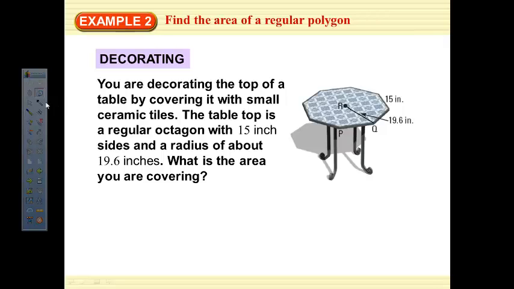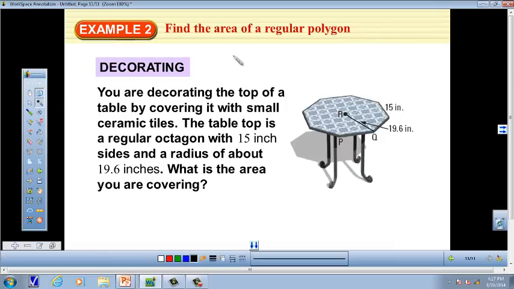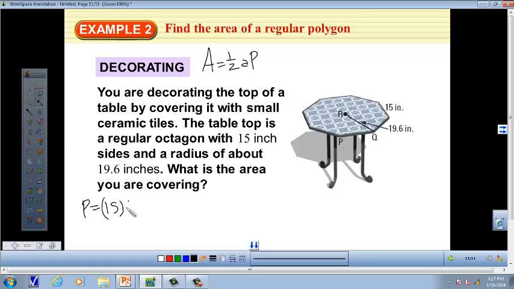Okay, now we're looking at actual problems involving finding the area of a regular polygon. The formula is 1/2 AP, where A is the apothem and P is the perimeter. Finding the perimeter is really easy in this case because they've given us the length of one side. Since this is an octagon, there are 8 sides. Each side is 15, so we do 15 times 8, which is 120 inches.